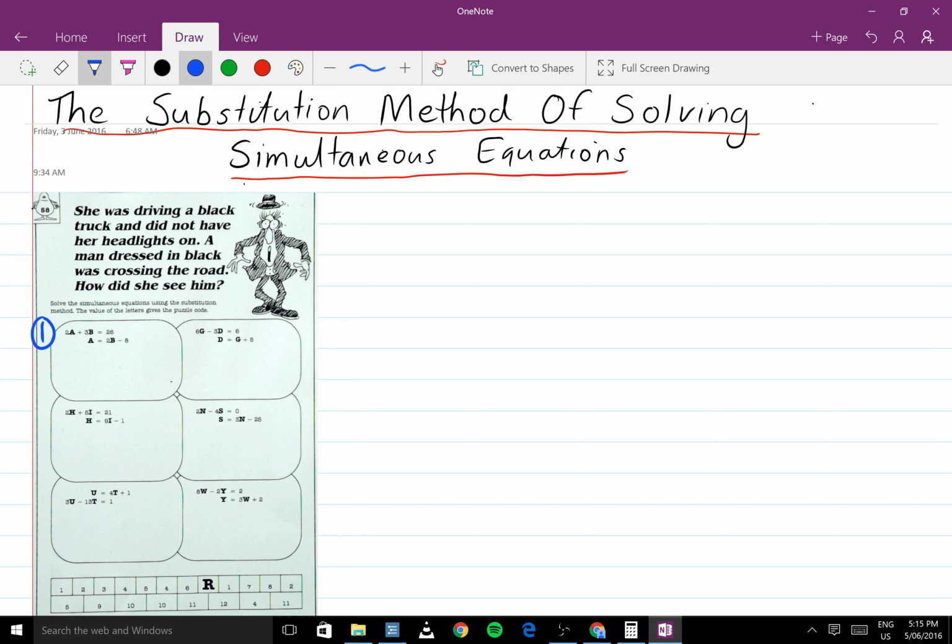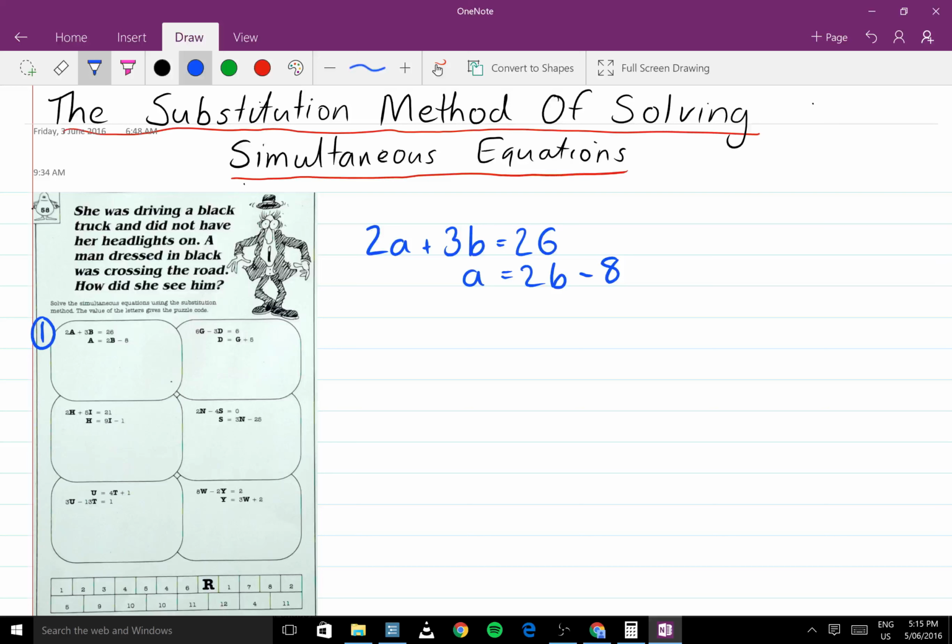I'm just labeling it question 1. And my first step is just to write down the equations. So I've got 2a plus 3b equals 26, and then I've got a equals 2b minus 8.